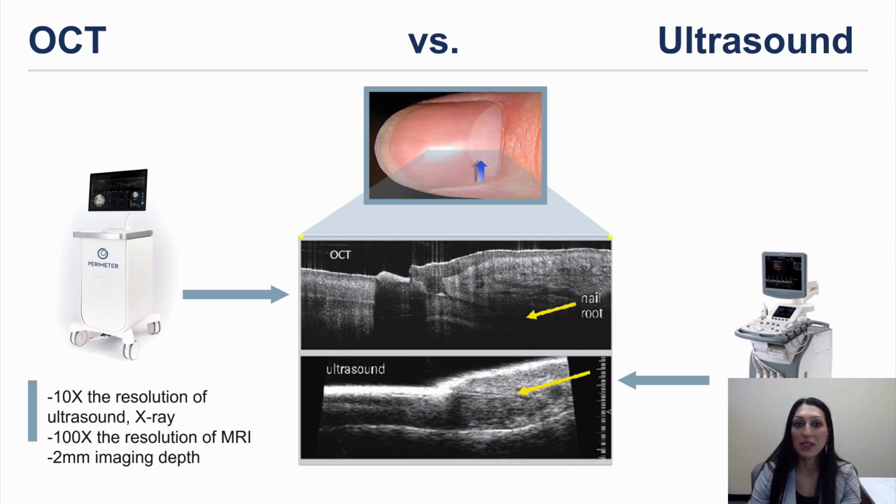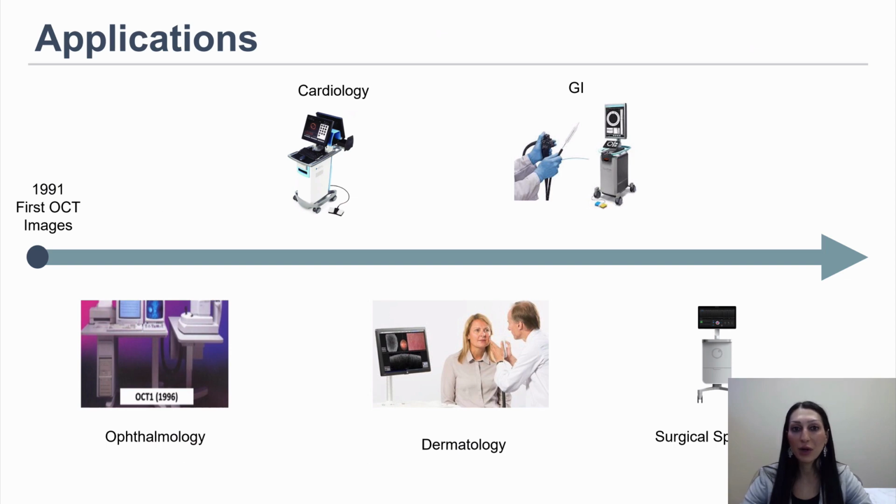Now let's compare OCT to other imaging modalities. OCT has 10 times the resolution of both ultrasound and X-ray, and 100 times the resolution of MRI. As exemplified by images of this nail bed here, OCT can differentiate between the different layers, such as the nail body, nail bed, the epidermis and dermal layers, as well as traversing blood vessels. The resolution provided by OCT allows for the recognition of distinct tissue structures, which we can apply to our lumpectomy specimens. Although the intraoperative application of OCT is novel, the technology has been around in other medical specialties.